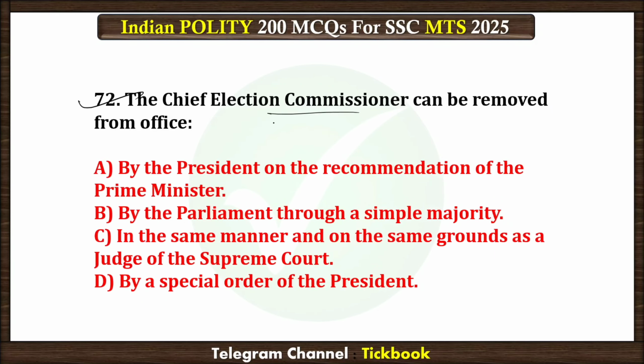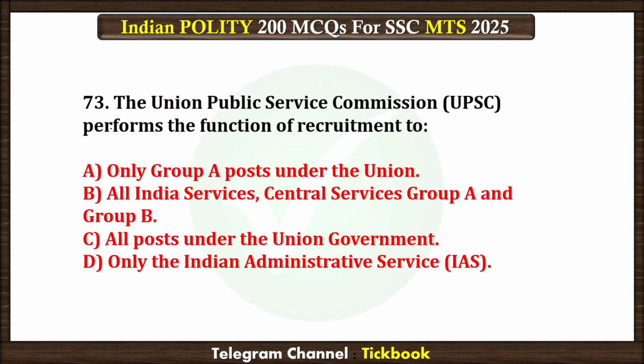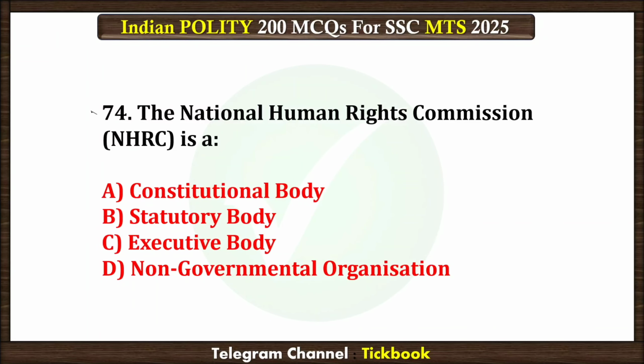72. The Chief Election Commissioner can be removed from the office number C, in the same manner and on the same ground as a judge of the Supreme Court. 73. The Union Public Service Commission performs the function of the recruitment to the number B, all India services, central services, group A and B. 74. The National Human Rights Commission is a option number B, statutory body.